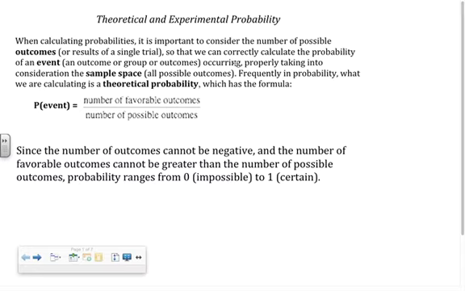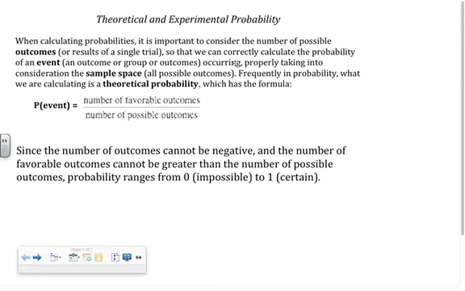So for example, when you're rolling a die, the probability of rolling a 1 is 1 over 6, because the number of favorable outcomes is just 1. There's only one 1 on the die, and the number of possible outcomes is 6 because there's 6 sides on a traditional die. That means that there are 6 possible outcomes. So that's why the probability of rolling a 1, for example, would be 1 out of 6.